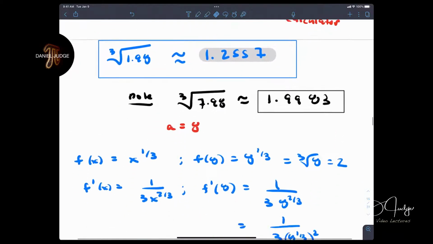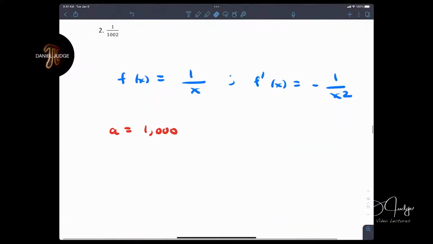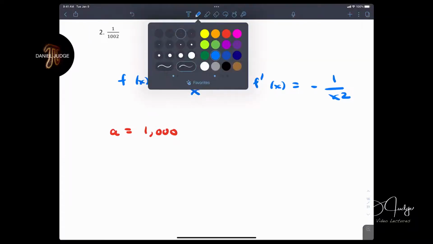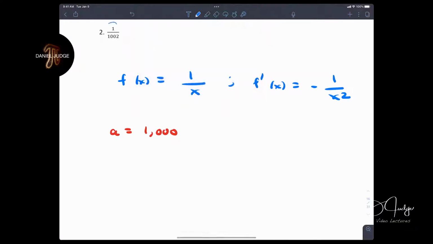So here we go. Again, we're going to approximate the function 1 over x. This is our f. So we're going to approximate the function that gives us this expression 1 over 1,000. And as we talked about earlier, we're going to do it about the value a being 100.